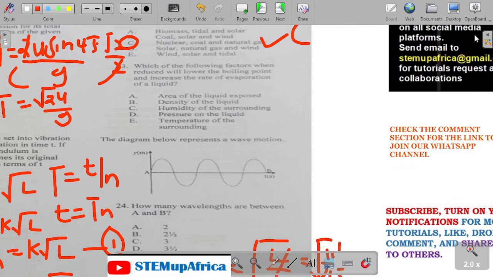23. Which of the following factors will reduce when we lower the boiling point? That should be pressure, because temperature, according to the gas law, varies directly as the pressure. Temperature has to do with heat. As temperature is reducing, pressure is also reducing, because they are directly proportional to each other.